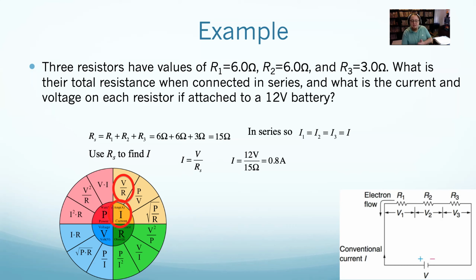This tells me that the current through the battery is 0.8 amps. That means the current through resistor 1 is 0.8 amps. The current through resistor 2 is 0.8 amps. The current through resistor 3 is 0.8 amps. And that's how you get the current through each resistor. Once again, in series, you have to find the equivalent resistance and use it with the voltage of the battery to get the current through each one.